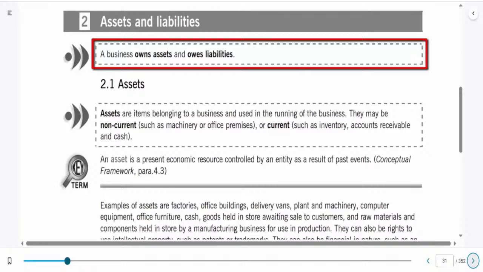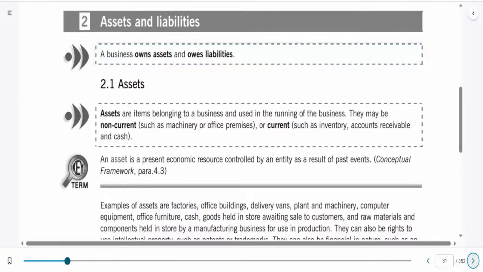Liabilities mean the business has borrowed money or needs to pay back money at some point. For instance, if the business took out a loan or needs to pay suppliers for goods it received, those are its liabilities. So, liabilities are like the business's debts or what it owes to others. So, in simple words, we can say, a business has things it owns, assets, and things it owes, liabilities.